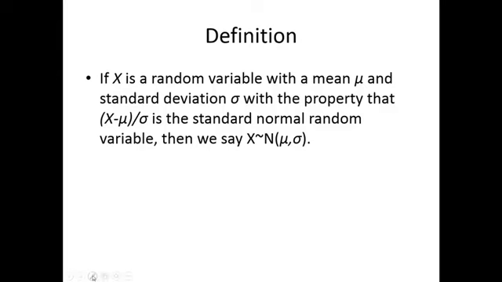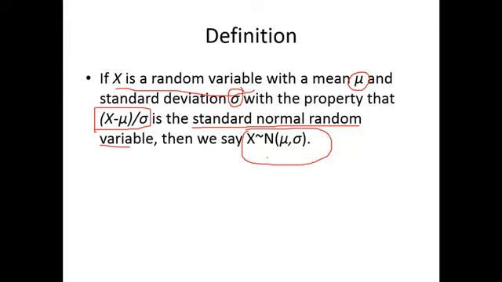So let's begin here. If x is a random variable with a mean mu and a standard deviation sigma, and you take its z-score, and that's the standard normal random variable, then we say that x is a normal random variable with mean mu and standard deviation sigma. Okay, so we have a special notation for it. That means we're going to be writing stuff down like this a lot.